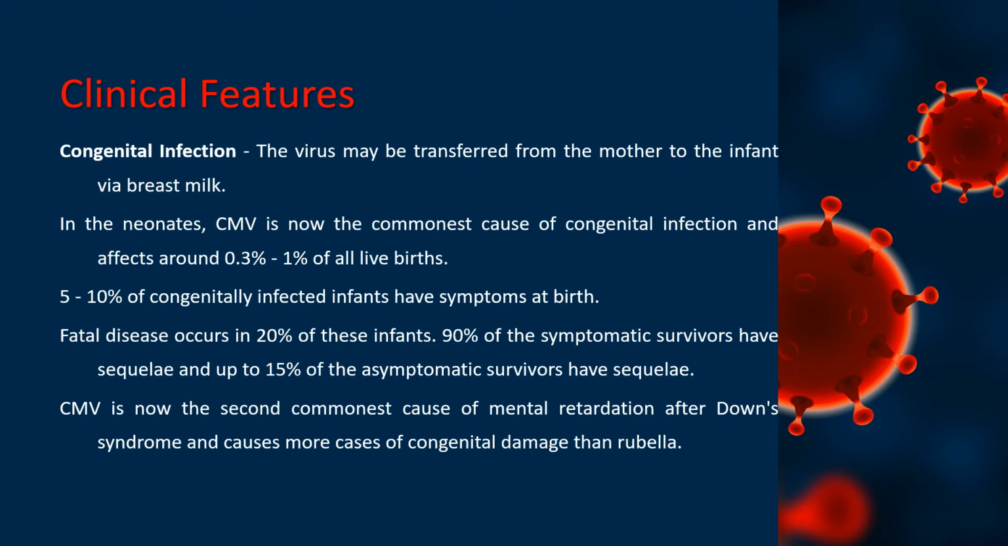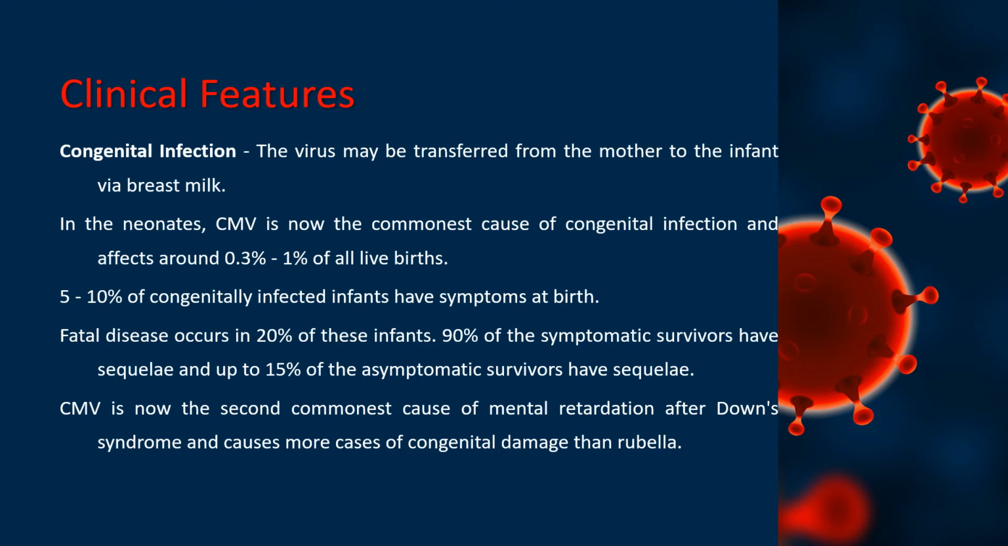Clinical features, first one is the congenital infection. The virus may be transferred from the mother to the infant through breast milk. In neonates, CMV is the commonest cause of congenital infection, and it affects about 0.3% to 1% of all live births. And 5 to 10% of congenitally infected infants have symptoms at birth.